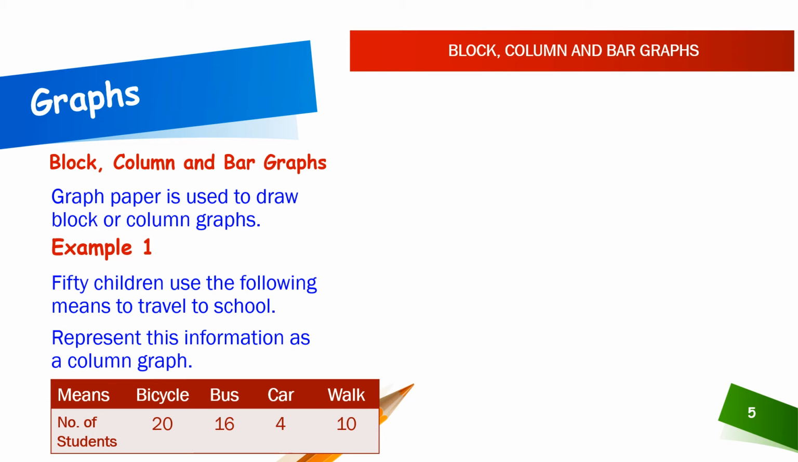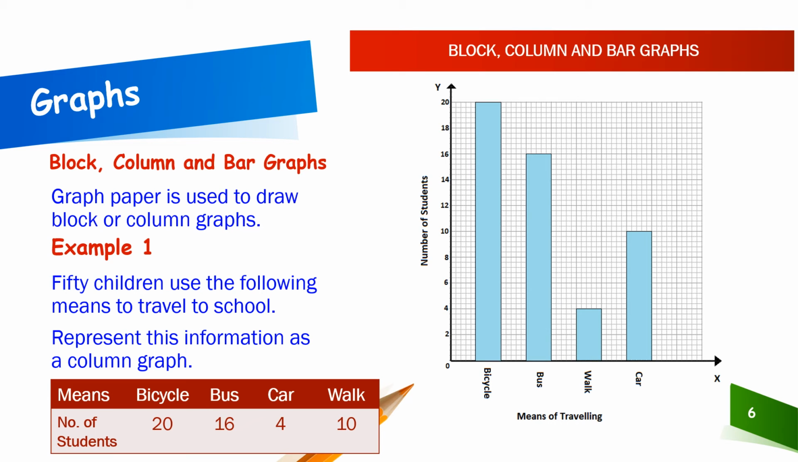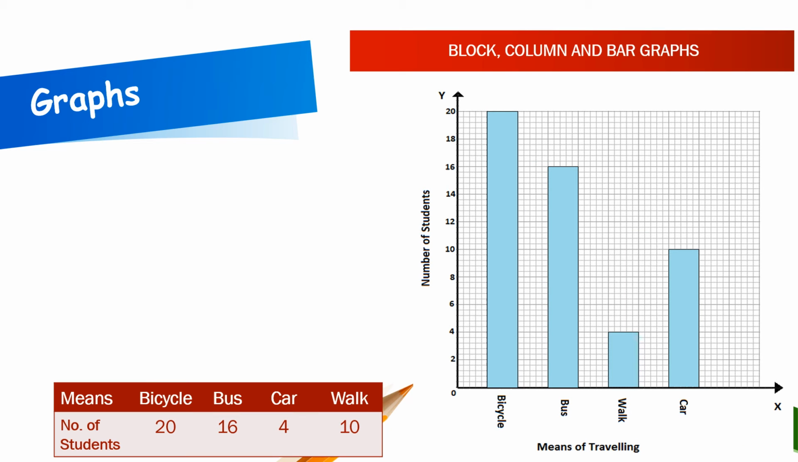Let's take a look at an example of how to draw a column graph. The information for the means 50 children use to travel to school is given in the table on your screen. We will present this data as a column graph. This is a graph of the data. Let's see how the graph was put together.